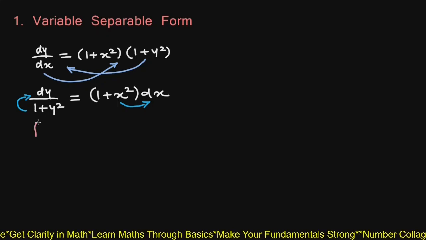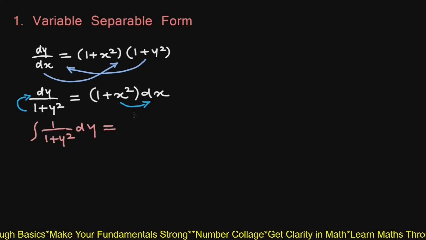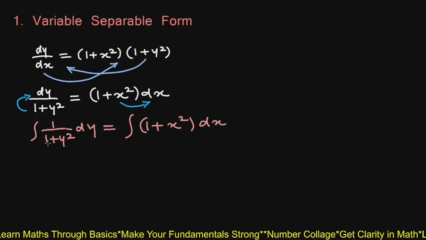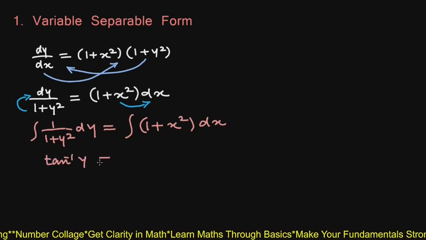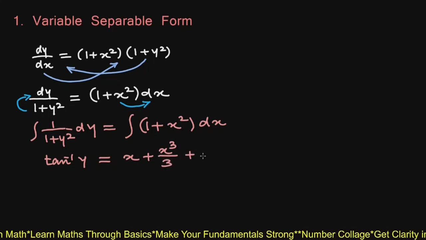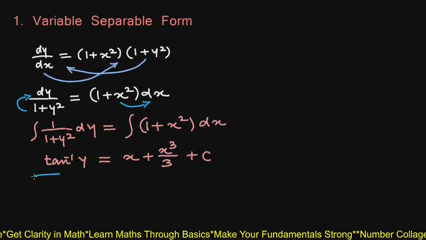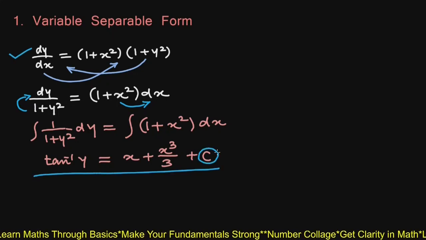Now integrating, 1 upon (1 plus y square) dy equals integral (1 plus x square) dx. Integral of 1 upon (1 plus y square) is tan inverse y equals x plus x cube upon 3 plus constant of integration c, and this is the general solution of this differential equation, where c is an arbitrary constant.